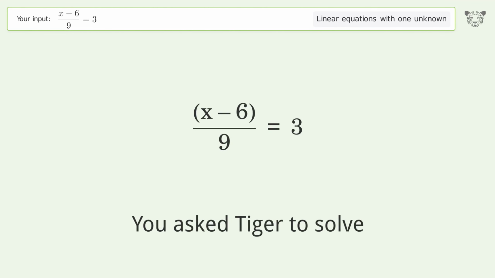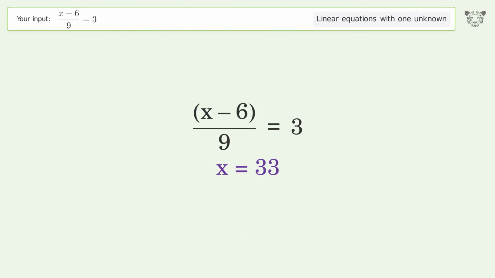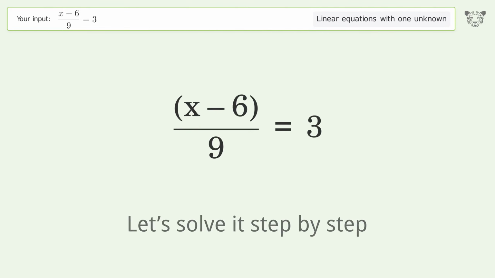You asked Tiger to solve this. It deals with linear equations with one unknown. The final result is x equals 33. Let's solve it step by step.